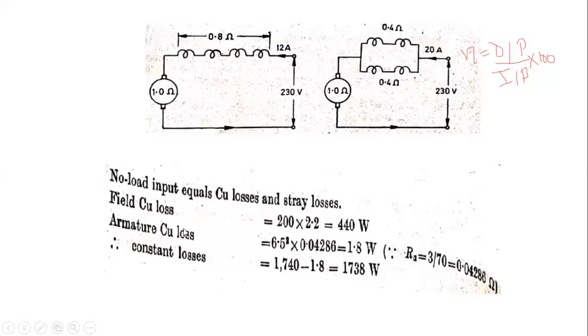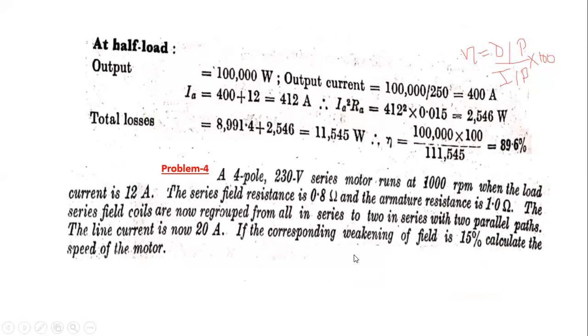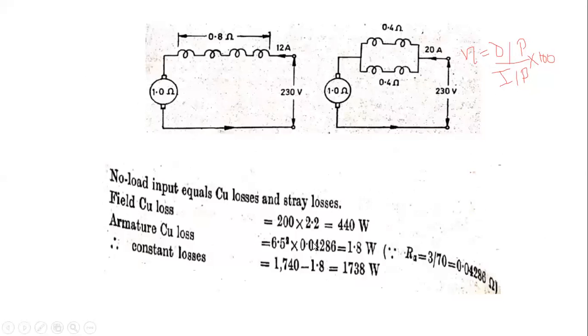Next, similarly we calculate the armature copper losses, that is Ia square Ra. What is the Ia value? 6.5 into Ra. What is the Ra value? That is the armature resistance, 0.004. Ra is equal to 3/70.